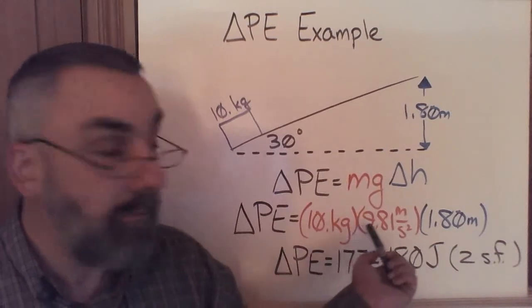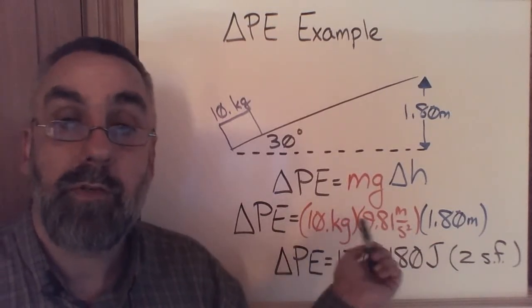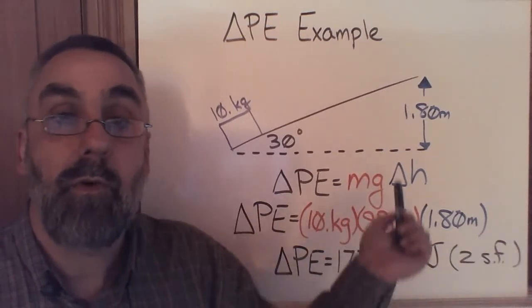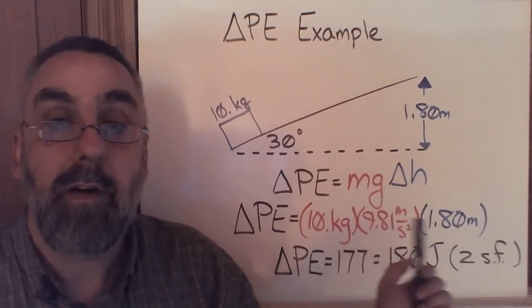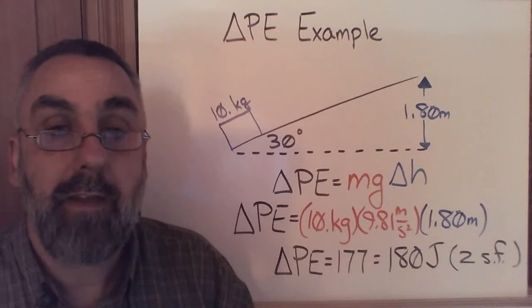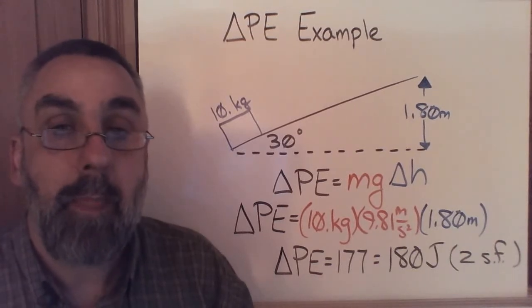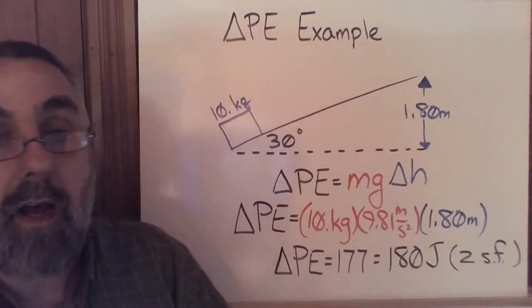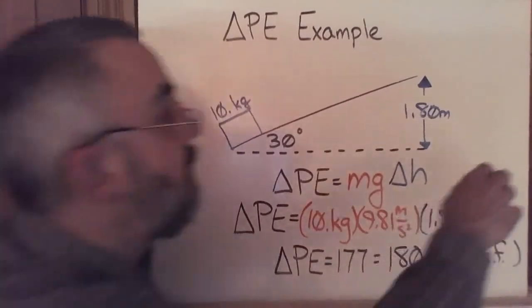There's our 98.1 newtons of force. We use 98.1 newtons of force in the vertical direction. The vertical height is 1.80 meters. When I multiply those together, I got 177. But to two significant digits, we're going to say 180 joules.